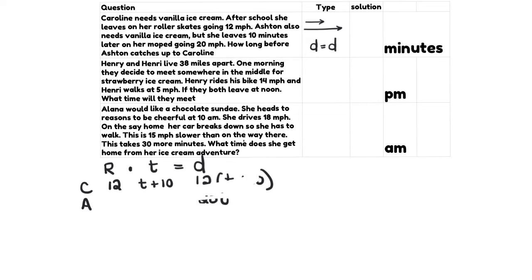Anyway, Henry and Henry live 38 miles apart. One morning, they decide to meet somewhere in the middle for strawberry ice cream. Henry rides his bike at 14 miles per hour, and Henry walks at 5 miles per hour. And we're trying to figure out, if they both leave at noon, what time will they meet?